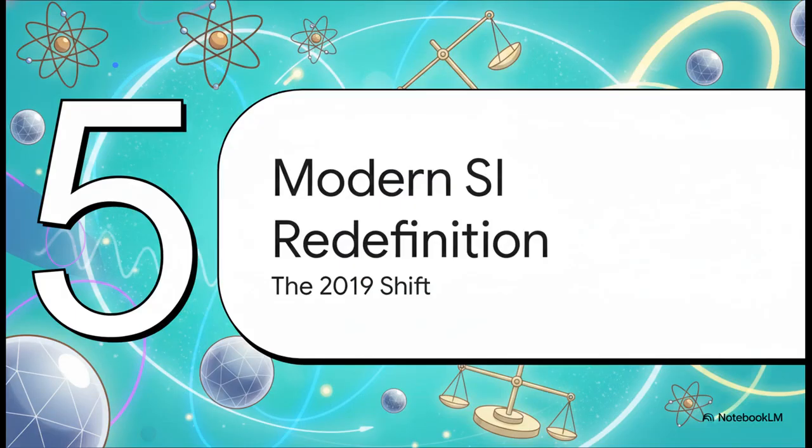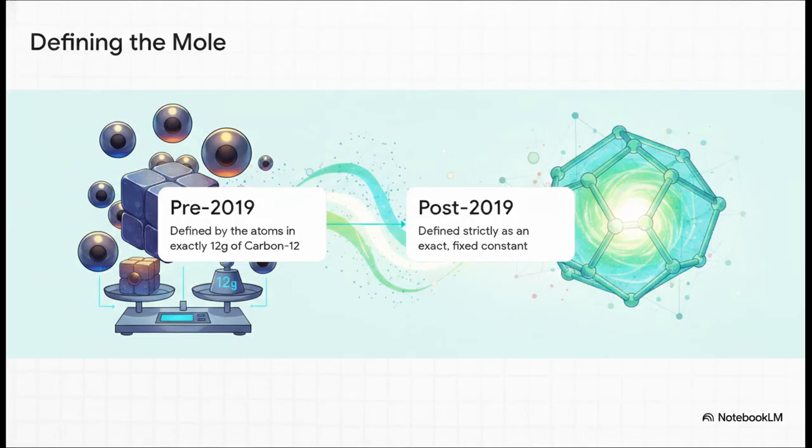Let's move to our final section and see how all this builds to Part 5, the modern SI redefinition, the 2019 shift. So, before 2019, the mole was physically anchored to a real-world object. It was defined as the amount of atoms in exactly 12 grams of carbon-12. But in 2019, the scientific community made a huge decision to unlink it from physical mass entirely. The mole is now defined strictly as an exact, fixed numerical constant.